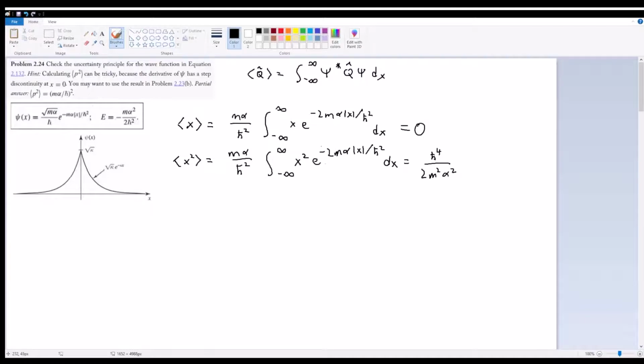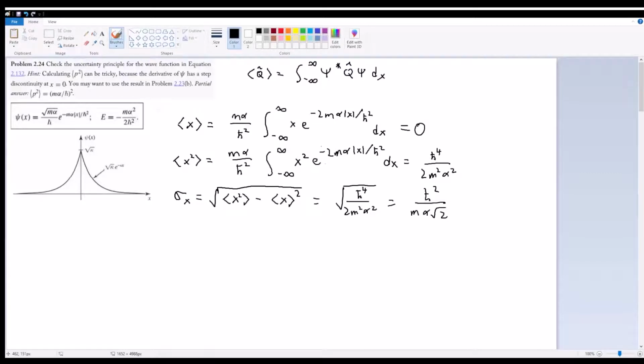The overall goal is to calculate the uncertainty principle, so let's start just by calculating delta x real quick. So this is the square root of the expectation value of x squared minus the expectation value of x, squared. This is just going to be equal to the square root of h bar to the 4th over 2m squared alpha squared. That is going to equal h bar squared over m alpha square root of 2. And that is delta x.